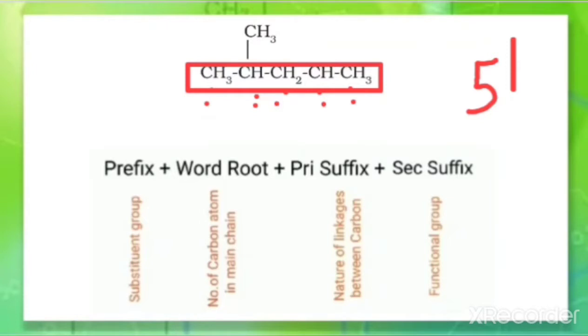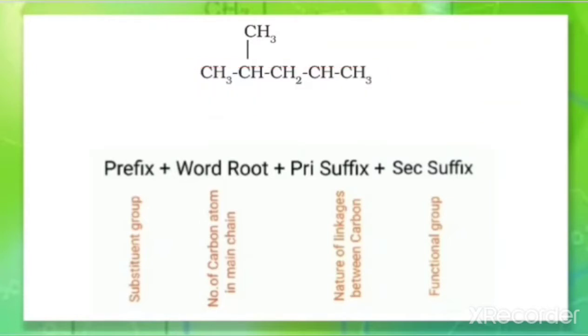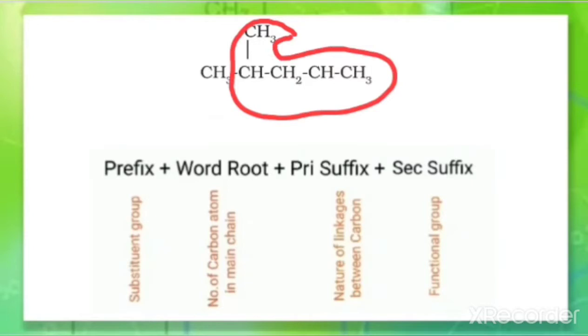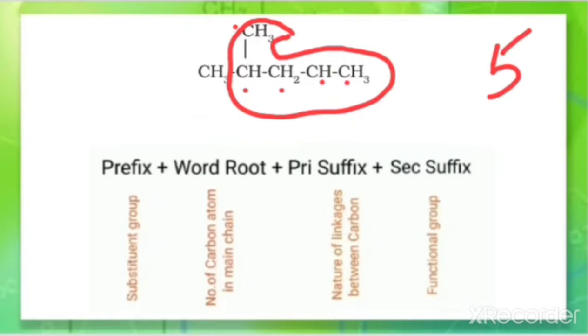Next, are there any other possibilities? Yes, I can find one more possibility here. That is this. This can also be one possibility. So count the number of carbons here: 1, 2, 3, 4, 5. In this case also we are getting the number 5, so we will be getting the same result.